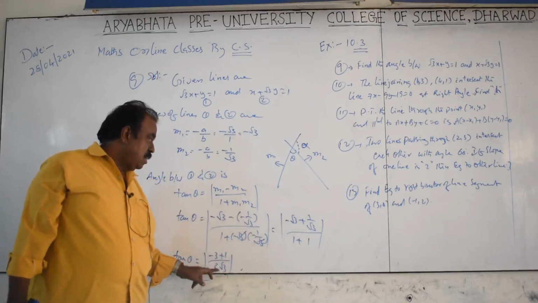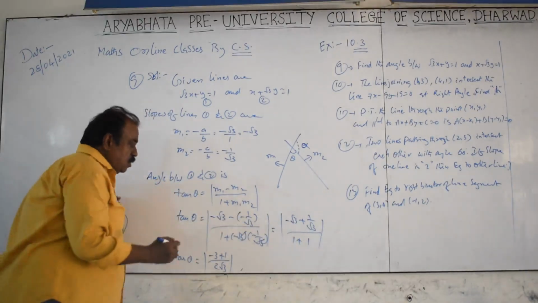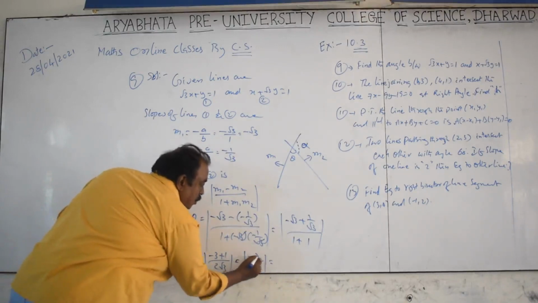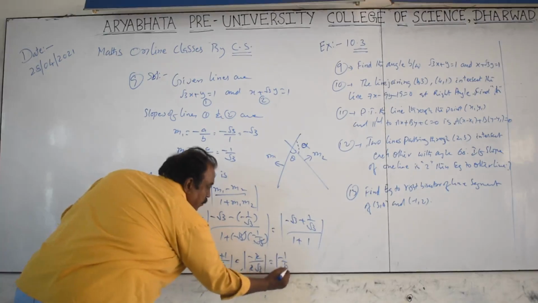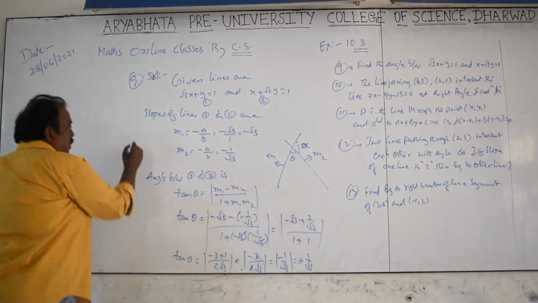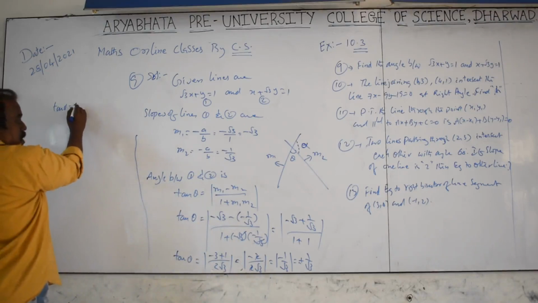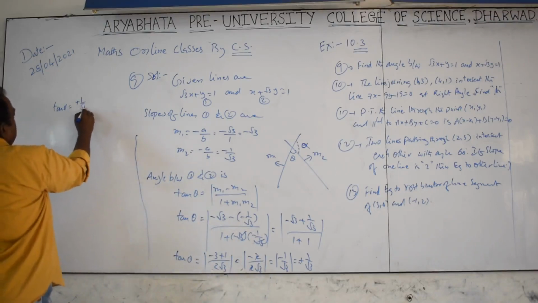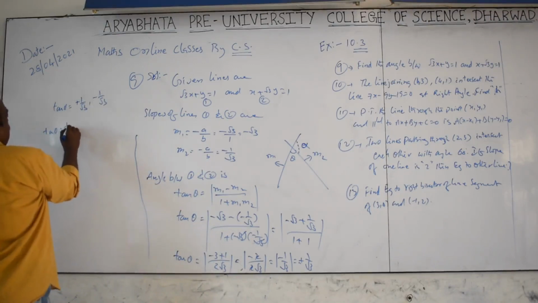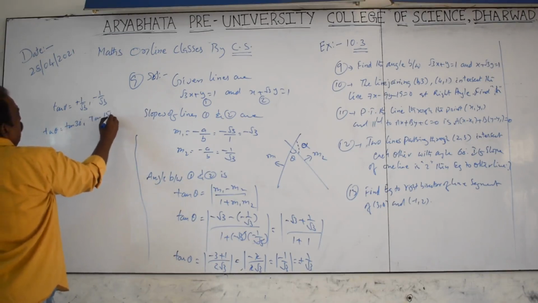Plus 1 by this root 3, LCM again 2 is there. So 2 root 3. So this is minus 2 by 2 root 3. So it is minus 1 by root 3. So it is plus or minus 1 by root 3. I will write it here. So tan theta is equal to, one time it is plus 1 by root 3, another one is minus 1 by root 3. So tan theta may be tan 30 or tan 150 also.